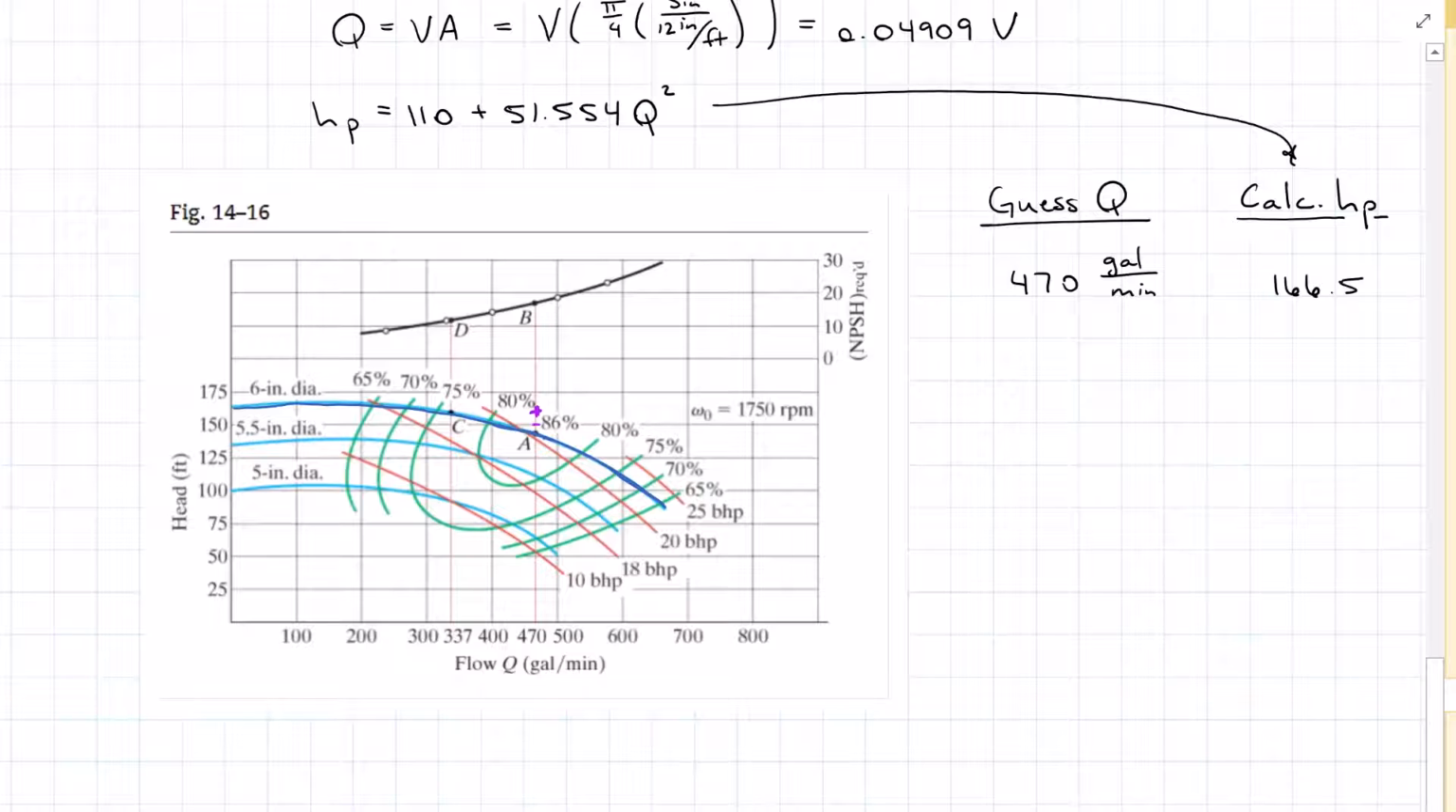We are a little too high. So let's slow our flow rate down. Let's go down to the next line, which is 400. At 400 gallons per minute, I get 151 pump head. So coming over here, 400 to 150.1. Hey, that's good, and it falls just over 80%. So we are on our 6-inch diameter impeller line. So we are going to go with a flow rate of 400 gallons per minute.